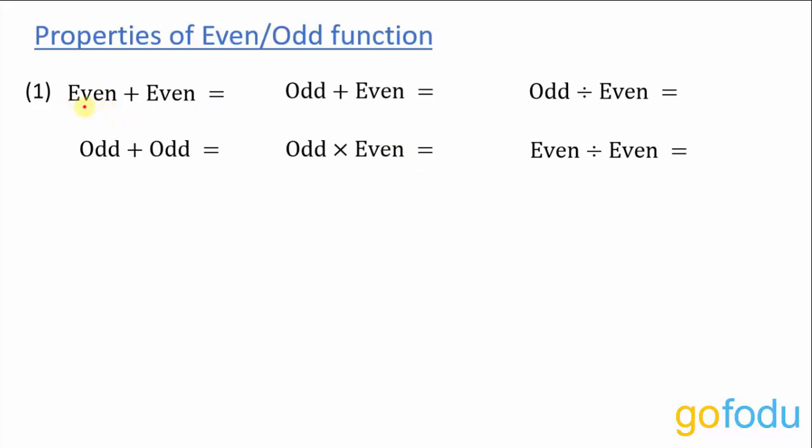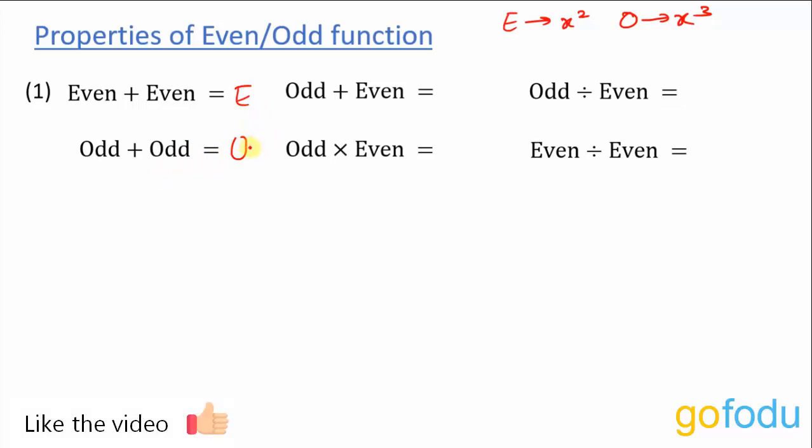What would be an even function plus an even function? Will the final result be even or odd? To quickly get the answers, we can assume our even function to be x square and our odd function to be x cube. Even plus even will be even only. In fact, even minus even is also an even function only. Any linear combination of even functions is even only. Odd plus odd is odd only. Odd minus odd is also odd. Any linear combination of odd functions is odd only.